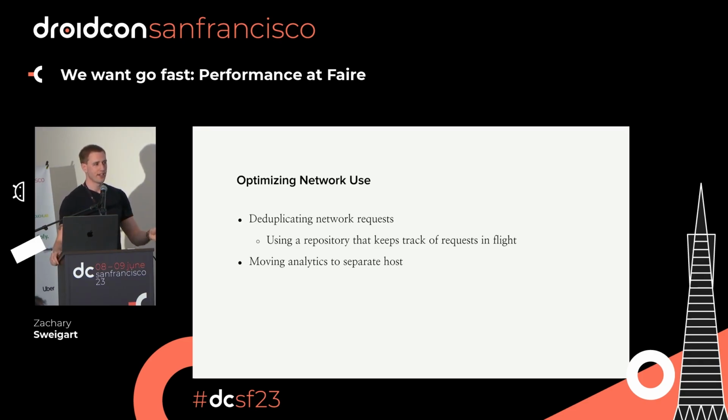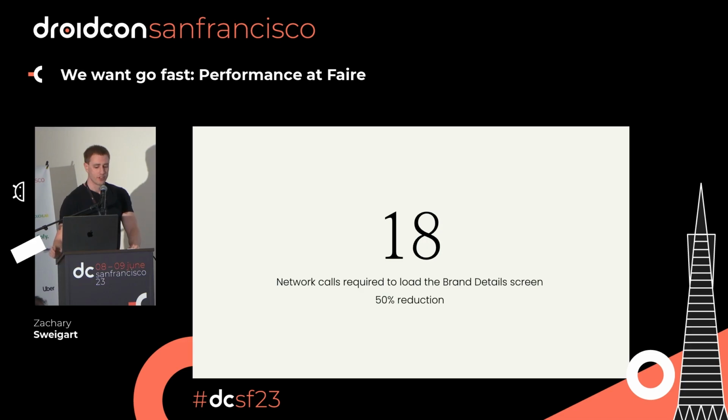We also moved our analytics to a separate host. So like I mentioned, if it's on a separate host, it's using a separate batch of those connections. So we can have 10 connections going to our analytics and 10 connections going to the services that we actually care about getting data from. Doing this, we reduced that 37 network calls to 18, which is like a 50% reduction.